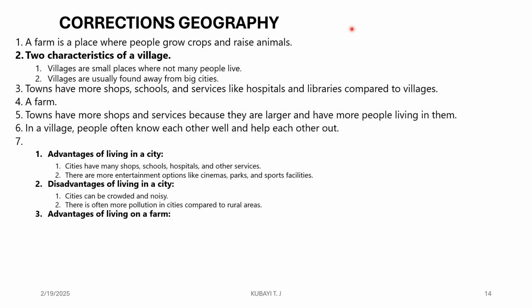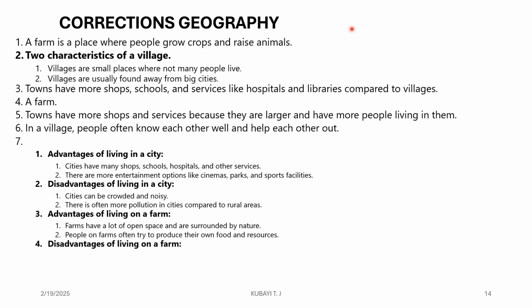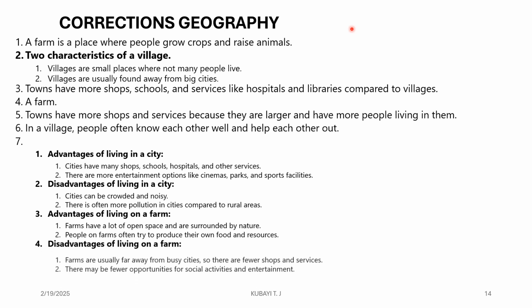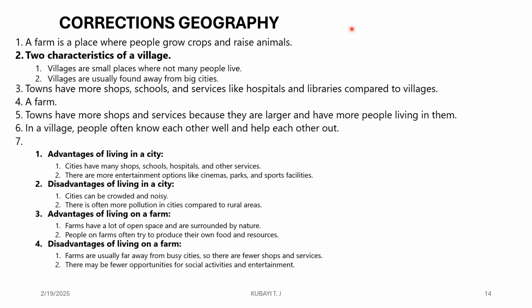Now let's look at the advantages of living on a farm. Farms have a lot of open space and are surrounded by nature. People on farms often try to produce their own food and resources. The disadvantages of living on a farm are that farms are usually far away from busy cities, so there are few shops and services. There may be fewer opportunities for social activities and entertainment.